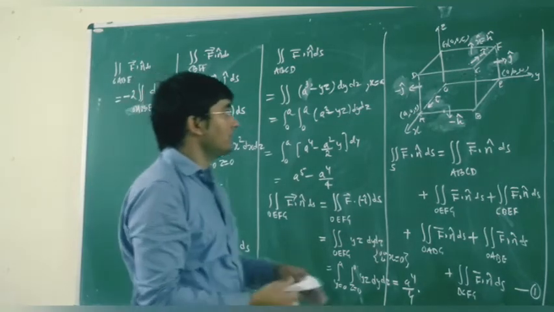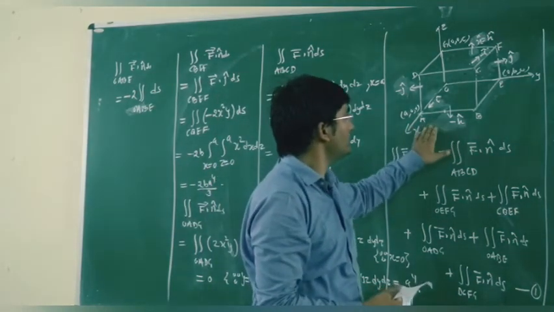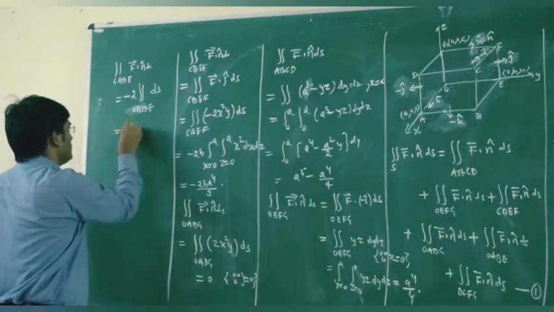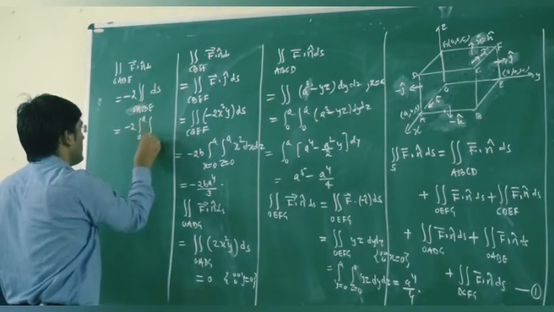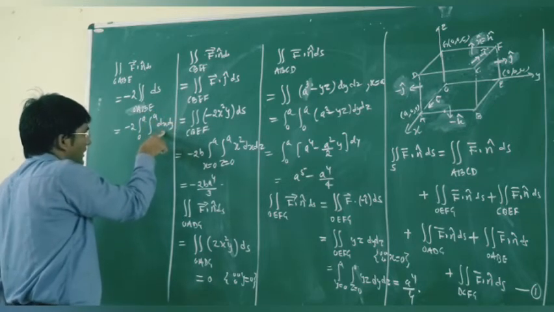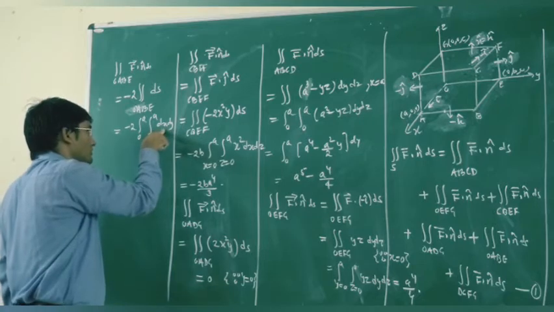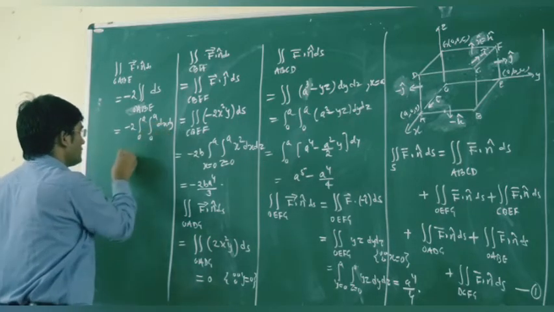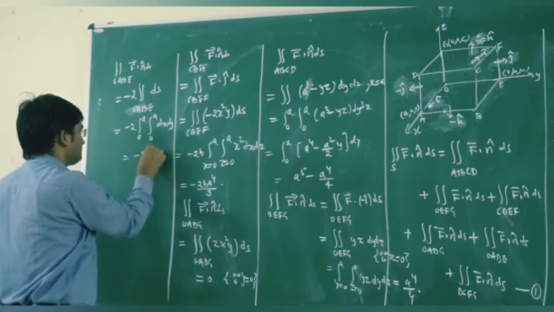Now again, in this case we are in the xy plane, so this will be minus 2 times the integral from 0 to a of dx into dy. The integration of dx will be a, and the integration of dy will be a, so this is minus 2a square.